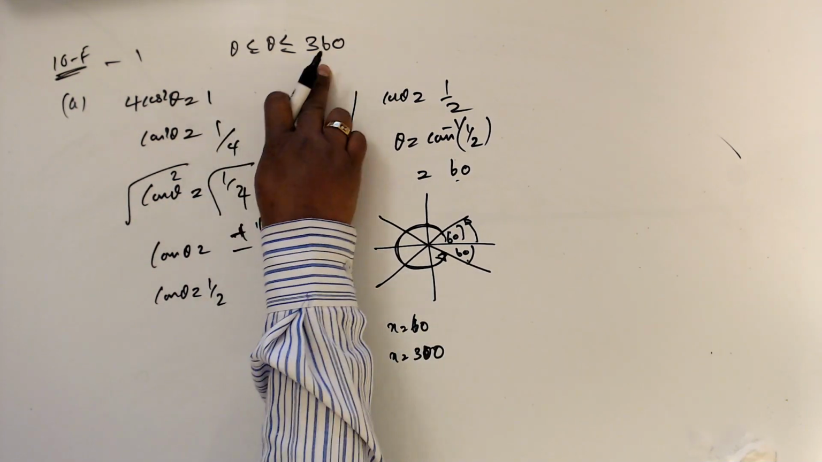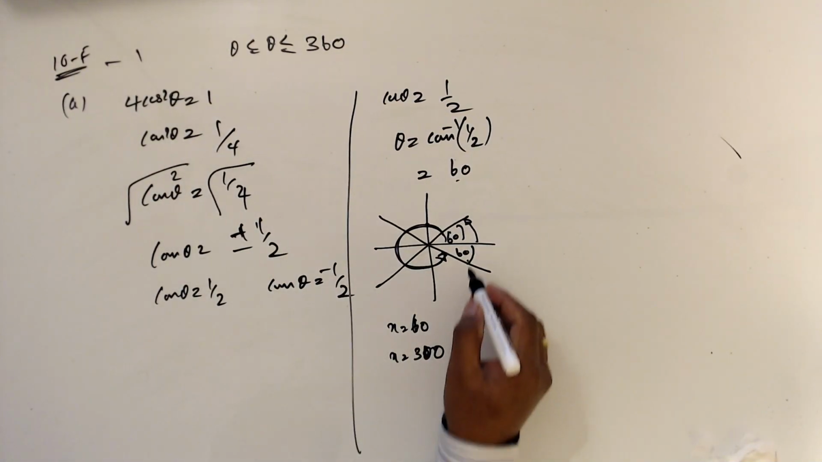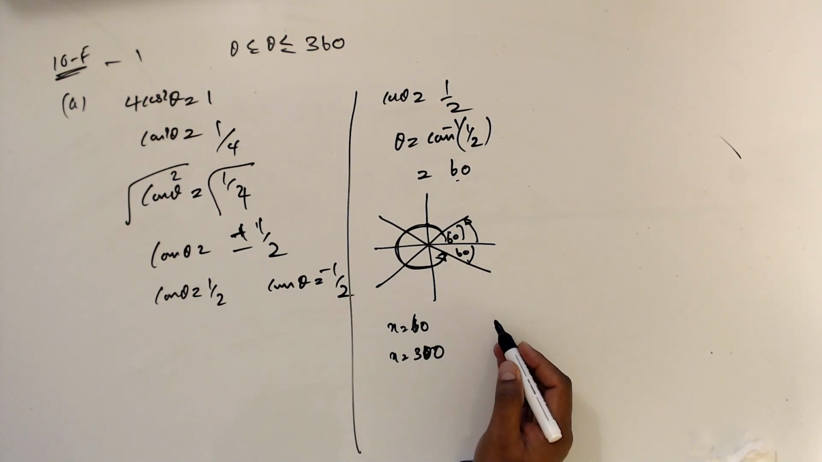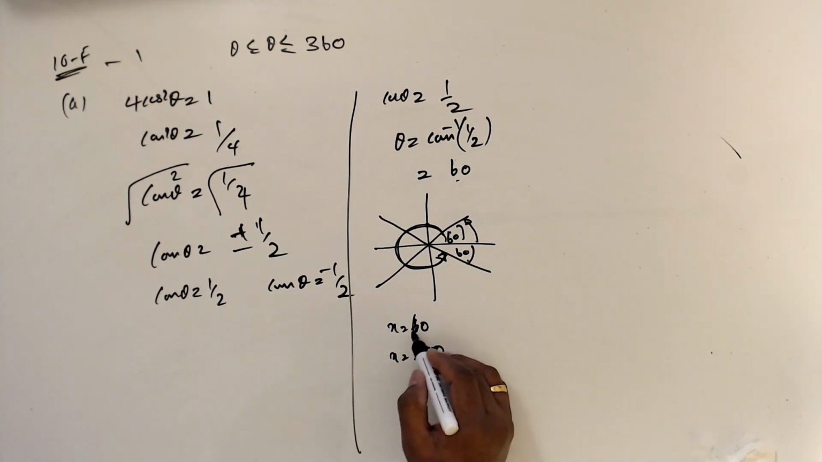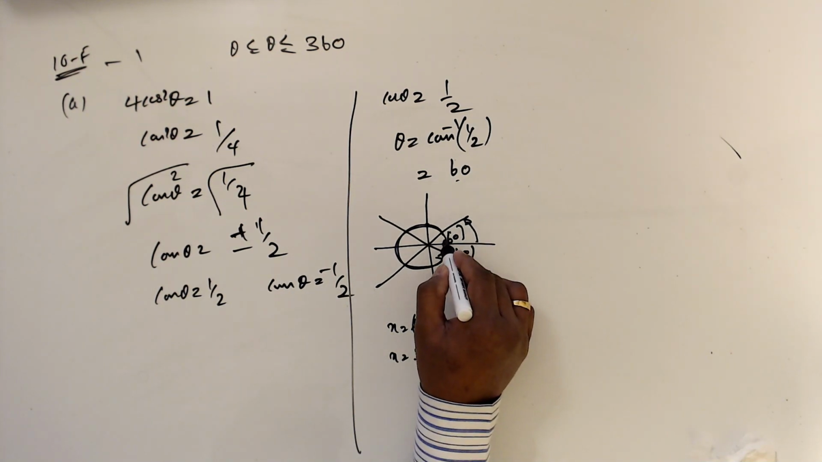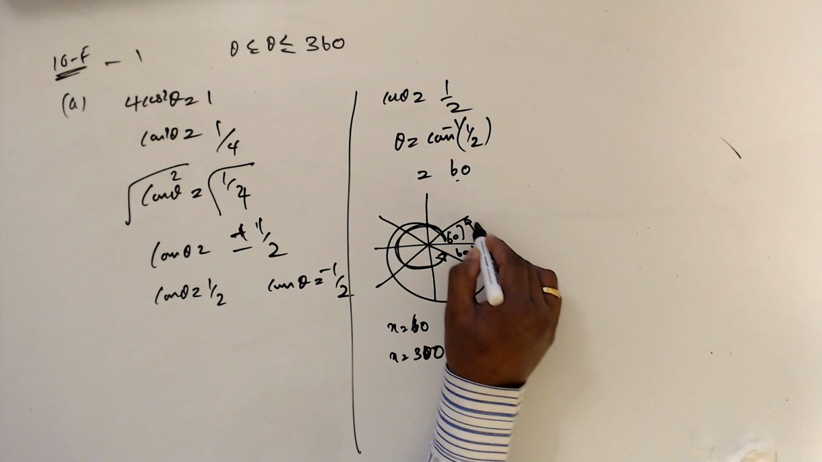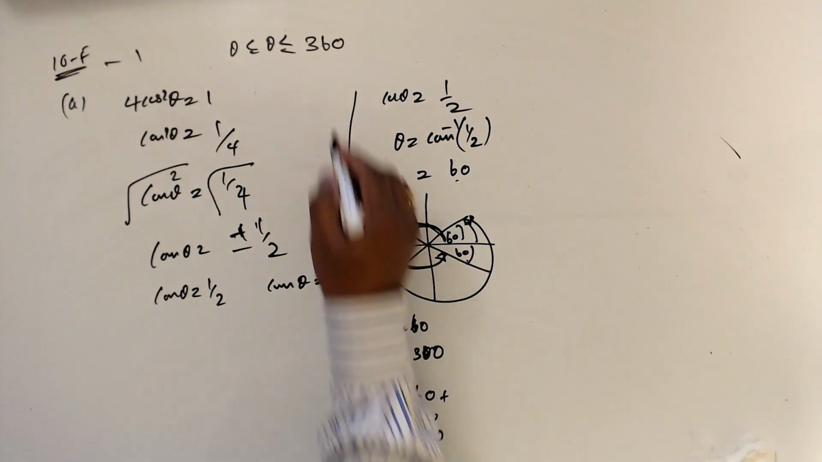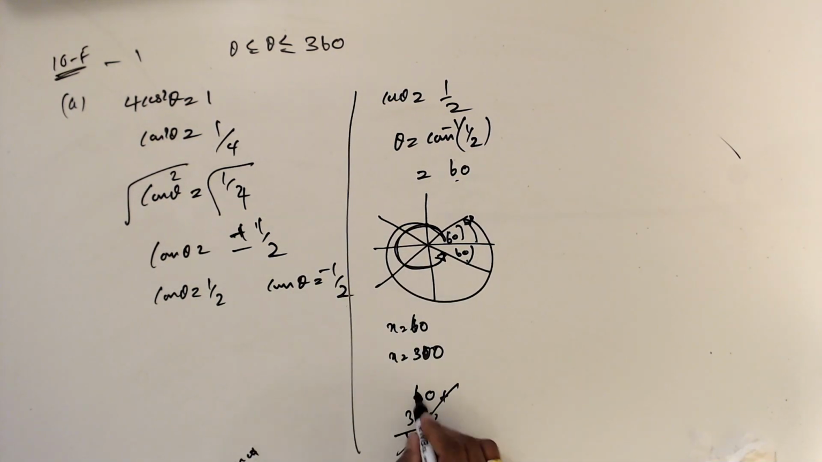And we'll continue now in this range. To find the other angles, we want to add 360. It means we want to go one more round, and when we come back to the same place, 60 plus 360 is 420. So this is more than 360. We don't need this one.